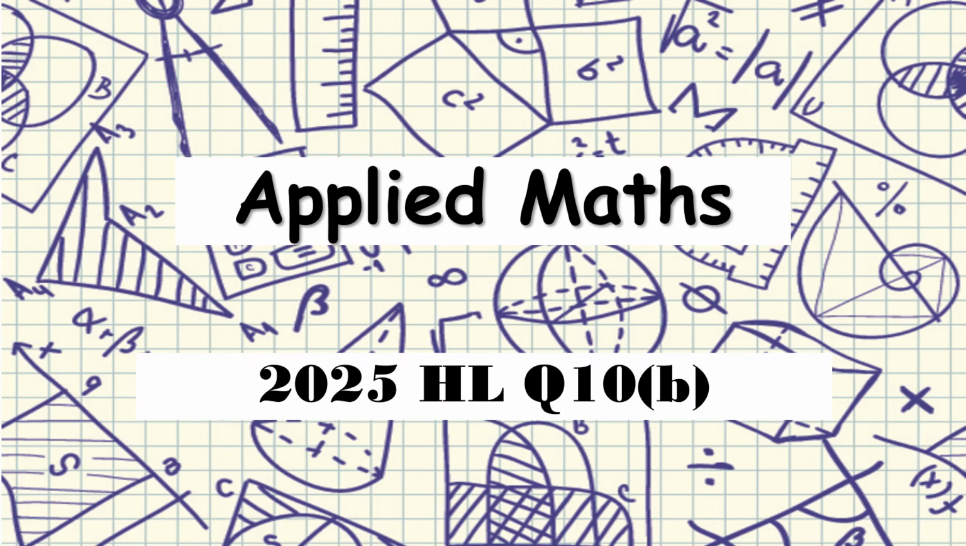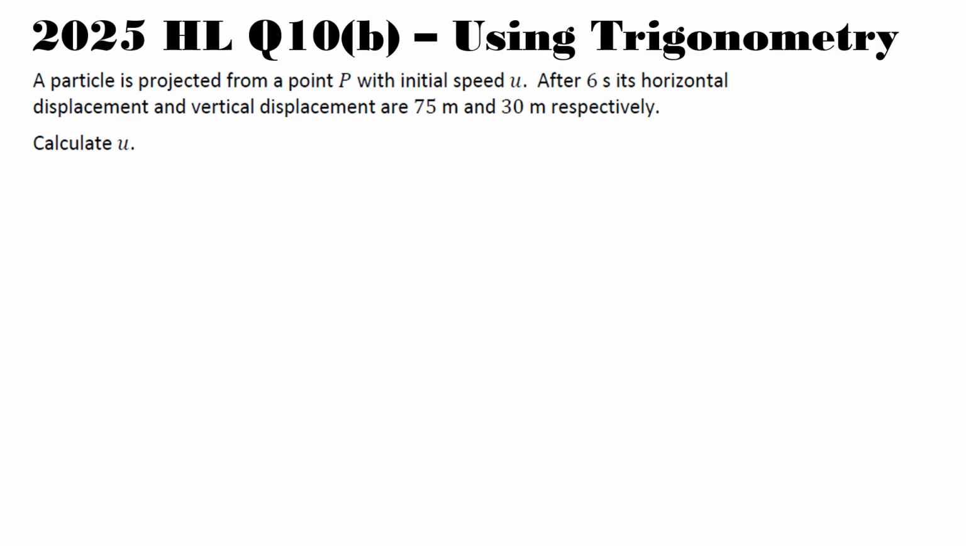In this video, we're looking at the 2025 exam paper, question 10, part B. The question is: a particle is projected from a point P with initial speed u. After 6 seconds, its horizontal displacement and vertical displacement are 75 meters and 30 meters respectively. Calculate u.